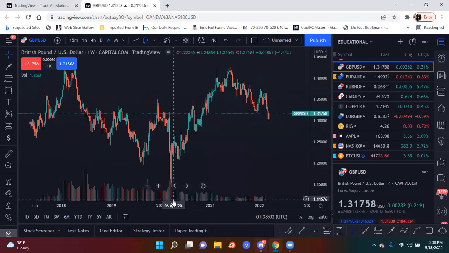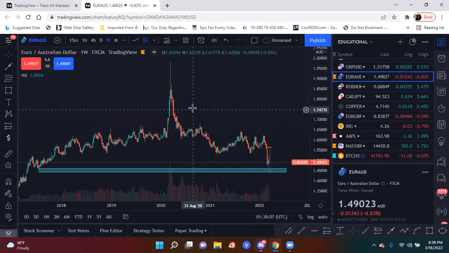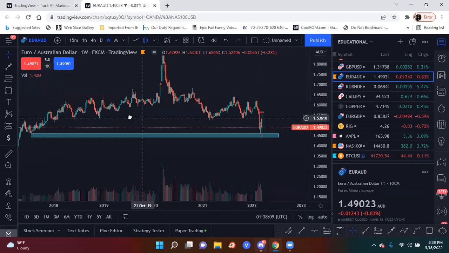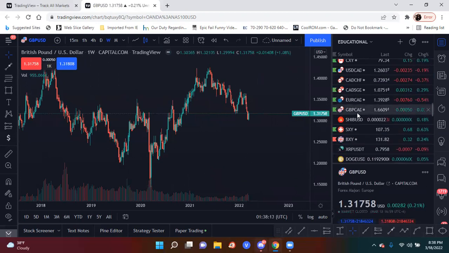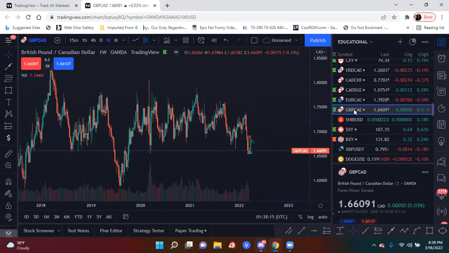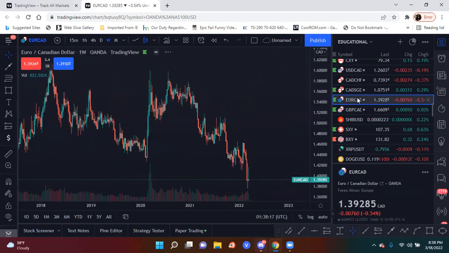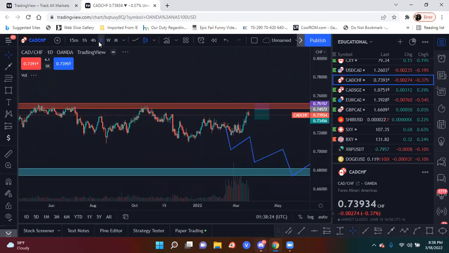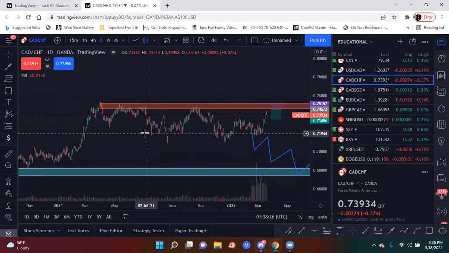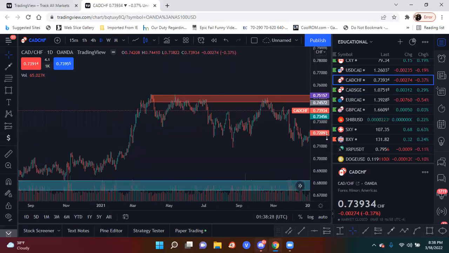I'm going to choose one. I mean, yeah, Euro AUD is actually one, but I'm trying to think of a really good one. That was a good one, but it was on a lower time frame. So, okay.